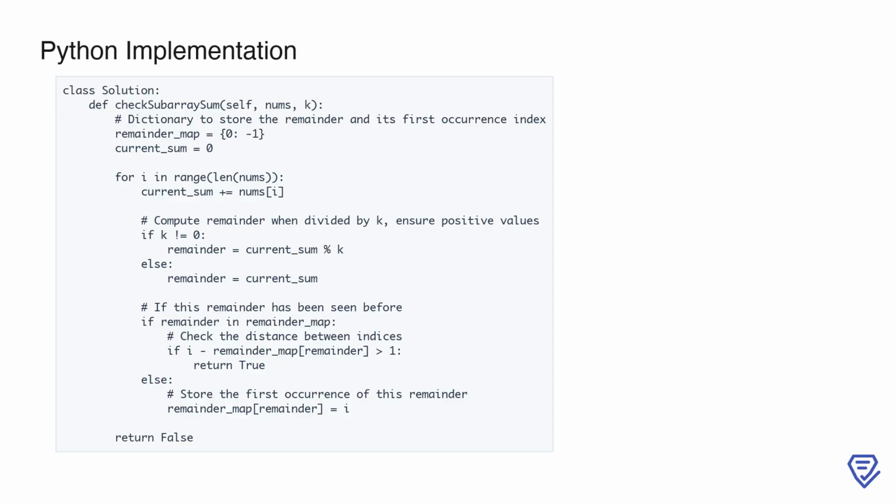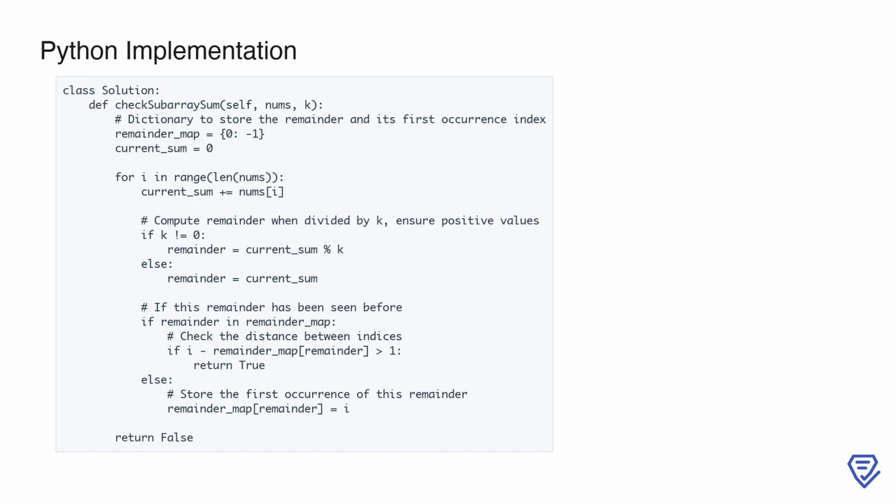2. Iterate over the array. Use a loop to iterate through the nums array, maintaining a running sum, current_sum, of elements seen so far. 3. Compute the remainder. For each new element, compute the remainder of current_sum when divided by k. This operation reduces the problem to finding repeated remainders, which signify subarrays whose sums are multiples of k. To avoid issues with negative remainders, Python's % operator ensures the remainder is positive.